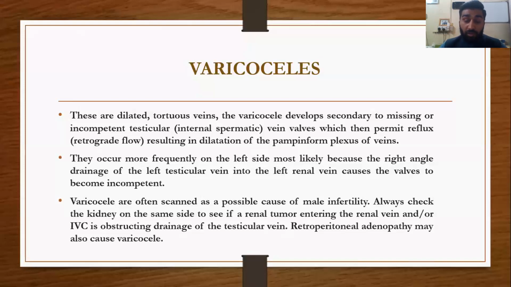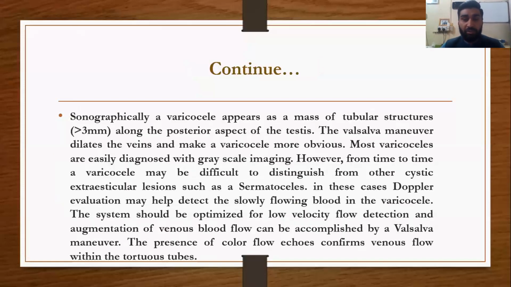If you are looking for the varicocele, please always check the kidneys on the same side to see if a renal tumor that is invading or entering the renal vein or IVC is obstructing the drainage of the testicular vein. Retroperitoneal adenopathy may also cause varicocele due to the mass effect. Continuation of the varicocele.